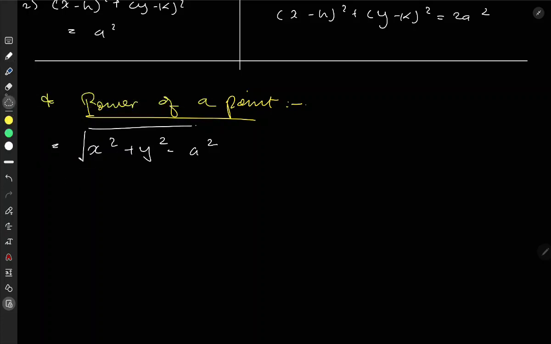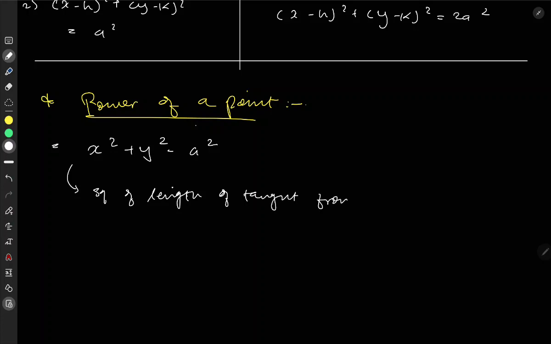If you see, this is the square of distance, square of length of tangent, not distance. I was writing it wrong. This is the square of length of tangent from x1 y1.